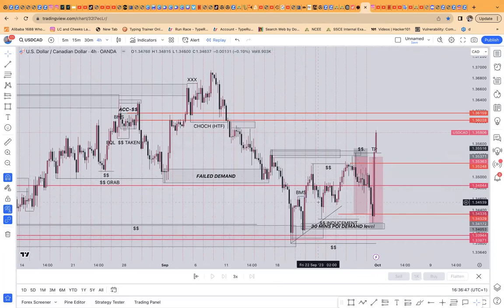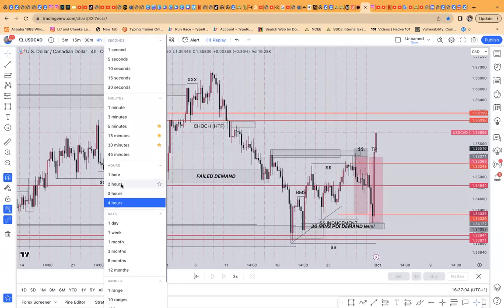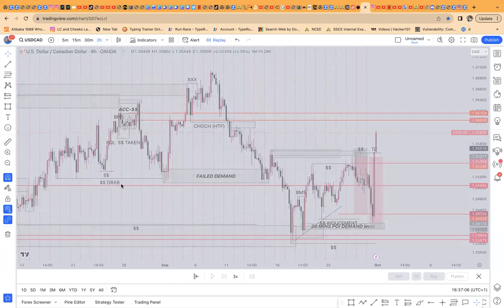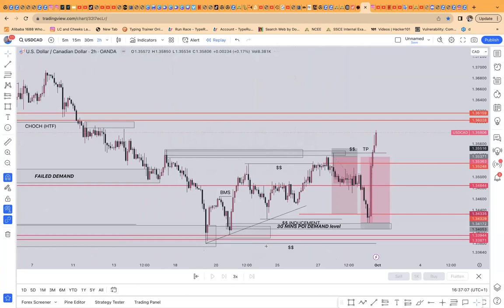and then price left us with what? An inducement right here. The inducement right there is what an inducement means. An inducement leaves you with another block right on the zone, and we're going to spot that other block, right? So I was expecting price actually, let me go to 2 hours. I was expecting price actually to do this.